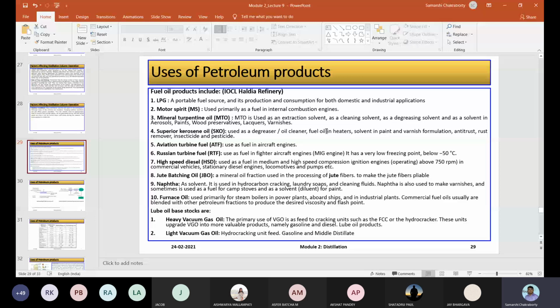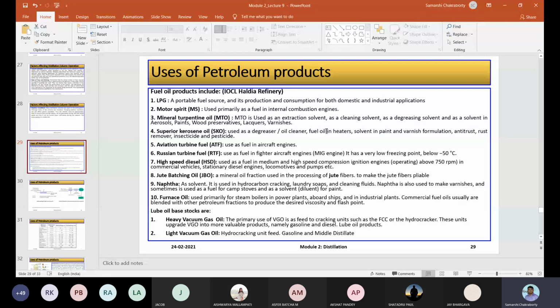And then comes high speed diesel in compression ignition engines. We use diesel for locomotives, pumps, and stationary diesel engines also. Jute batching oil, for example for jute bag creation, you have to use this oil to make your jute fiber flexible, because after initial processing your jute fiber remains very stiff. To make it more malleable, more flexible, jute batching oil is used. Naphtha is basically used as a feedstock in petrochemical plants. Other than that, it can also be used as a solvent in paint, and if you want, you can use it as a fuel also.